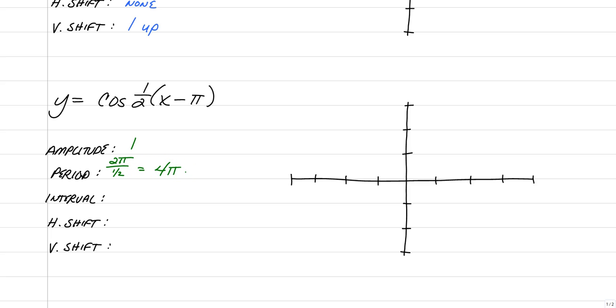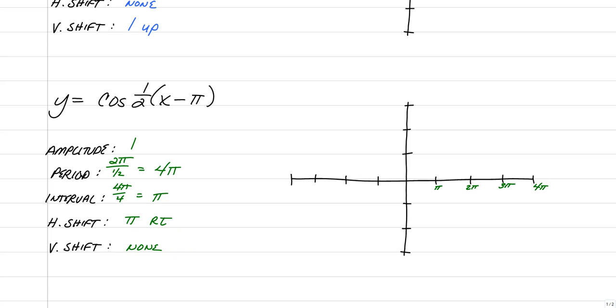So our first thing, as I've recommended before, is scale your x-axis. The fourth tick mark will be your period, which is 4 pi. Your interval is your period divided by 4. So it's going to go up by pi at a time. So we have 1 pi, 2 pi, 3 pi, and of course 4 pi, which is our period. We have a horizontal shift of pi to the right. And we have no vertical shift.